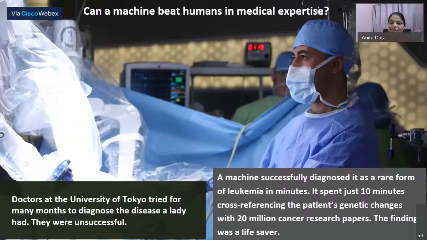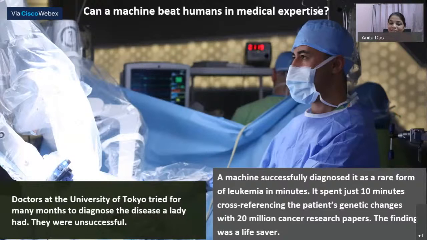So can you see that this finding is a lifesaver, and how it is possible? Just think of the number: 20 million cancer research papers. So how many doctors will know about the findings of these very research papers? One doctor, a team of doctors, it may not be possible.